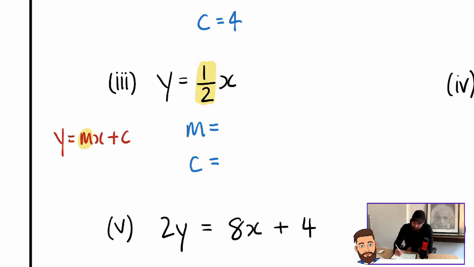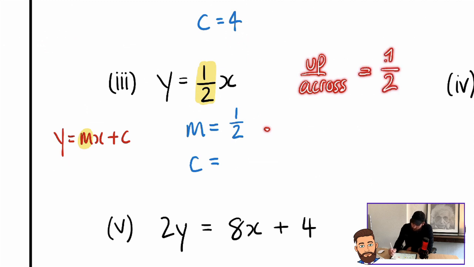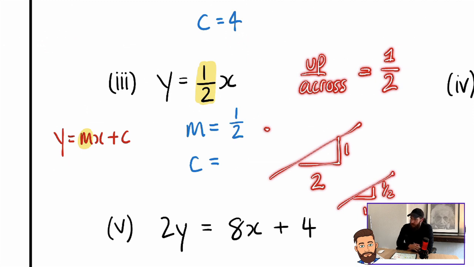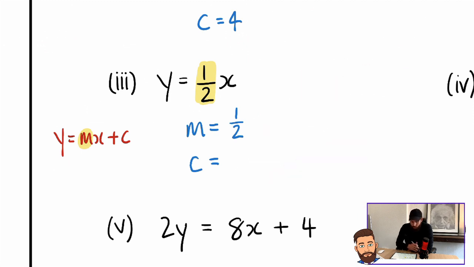So that means the gradient is 1/2. And we've learnt from previous lessons that 1/2 as a gradient is up divided by across. That means 1/2 means every time you go across 2, you go up 1. Across 2, you'd go up 1. Or across 1, up 1/2 is the same thing. So that's the gradient of that line. What is the plus c?